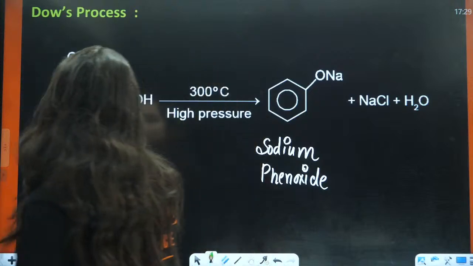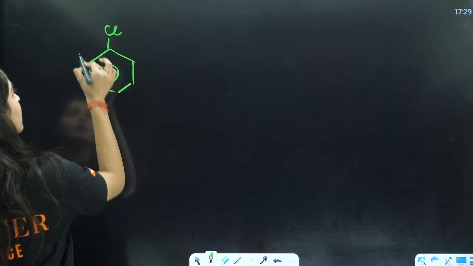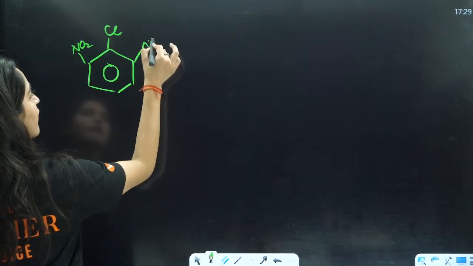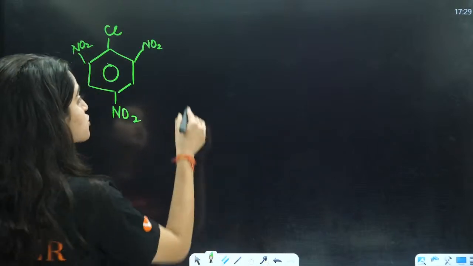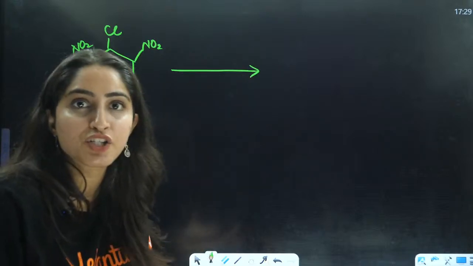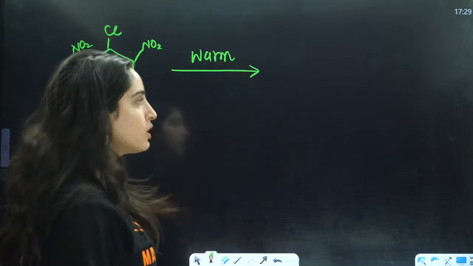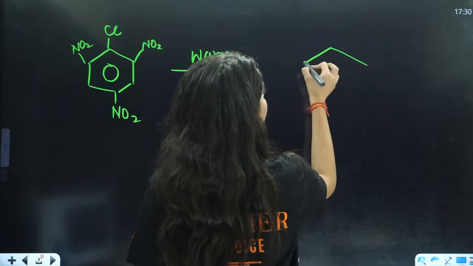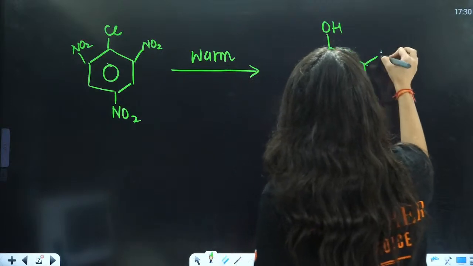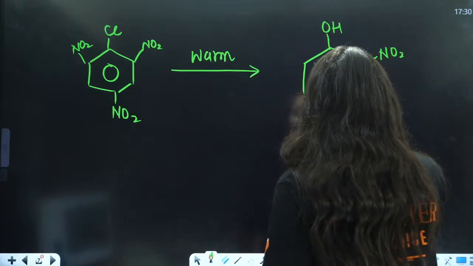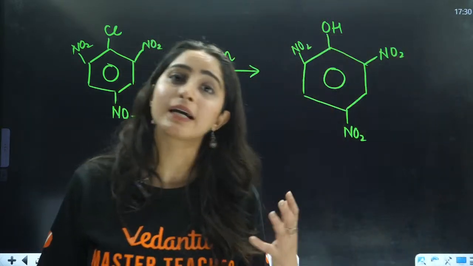I will draw this on the next page only. For example, you have Cl, you have Cl, you have NO2, you have NO2 at ortho and para position. Because at ortho and para position, it is going to increase the rate of reaction. Even if you just warm this mixture, what will happen? This will get converted to OH, this is NO2, this is NO2, and this is NO2. That is going to be the correct answer here, right?